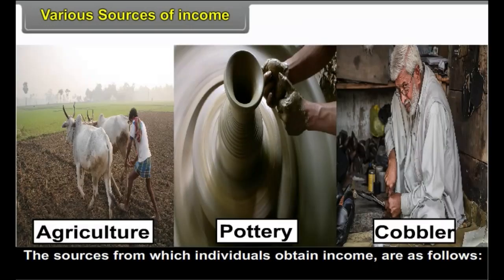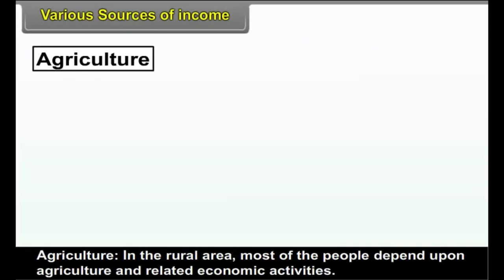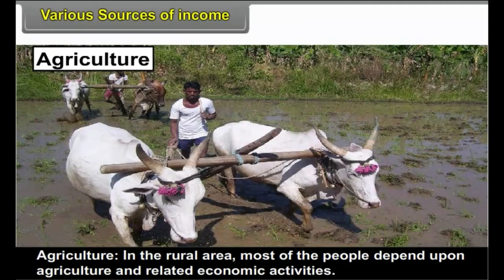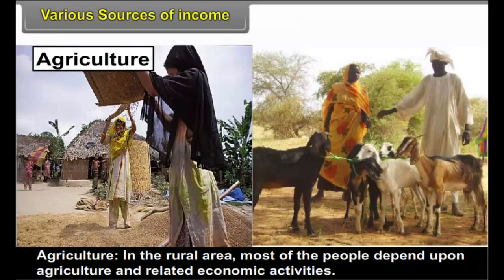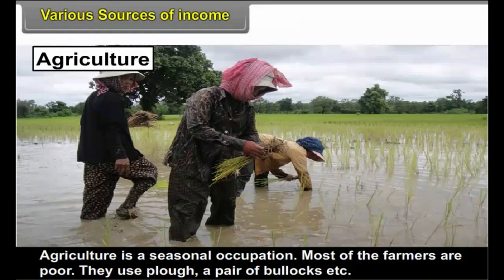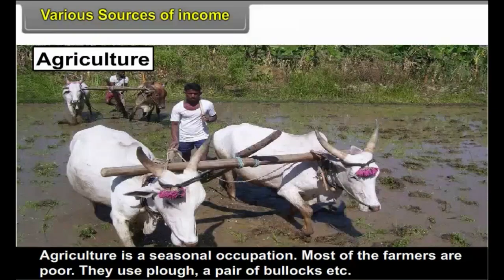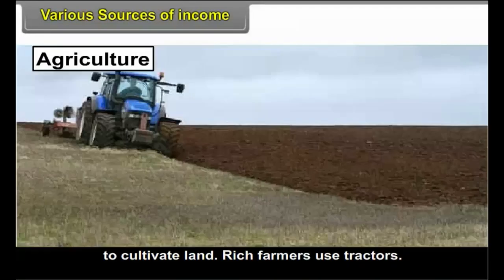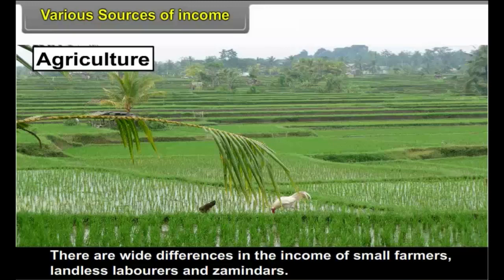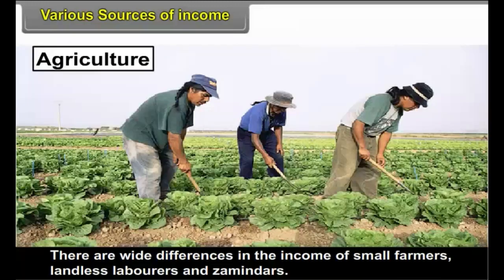3.3 Various sources of income. The sources from which individuals obtain income are as follows. Agriculture. In the rural area, most of the people depend upon agriculture and related economic activities. Agriculture is a seasonal occupation. Most of the farmers are poor. They use plough, a pair of bullocks, etc. to cultivate land. Rich farmers use tractors. There are wide differences in the income of small farmers, landless labourers, and zamindars.